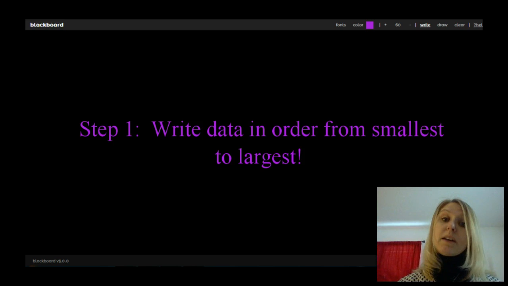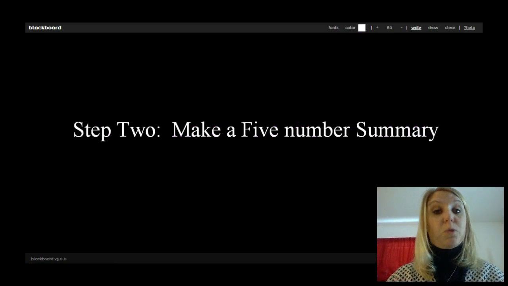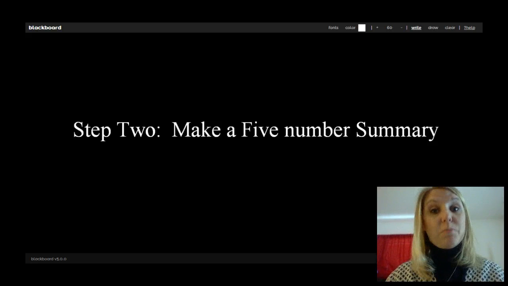Usually when making a box and whisker plot, you are given a set of data. What I mean by a set of data is a bunch of numbers. And what you're going to do with that set of data is, first of all, write it in order from smallest to largest. Our next step will be to make a 5-number summary.